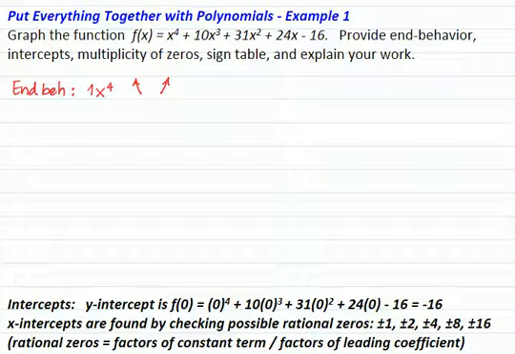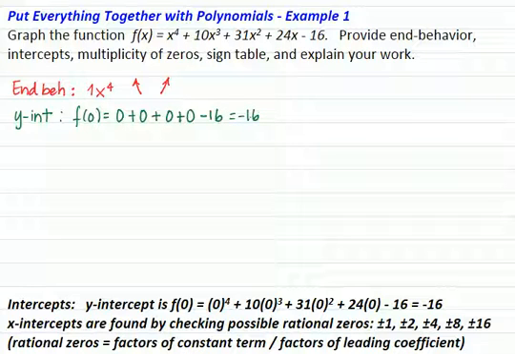To find the y-intercept, we will just plug in x equal to 0 and find f of 0. f of 0 will be 0 to the fourth and 0 to the third and 0 squared and 0 minus 16, so it is negative 16. The y-intercept is the point (0, negative 16). Let's start to put all these on a graph. So let's say that this is (0, negative 16). That's going to be my y-intercept.